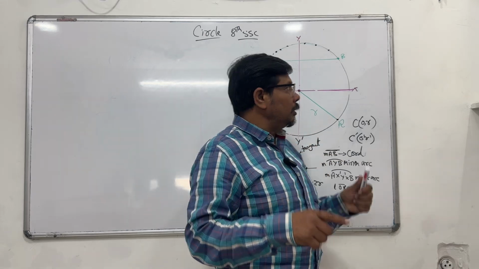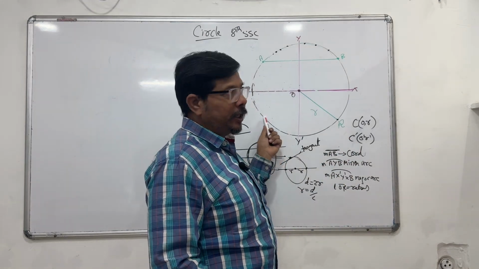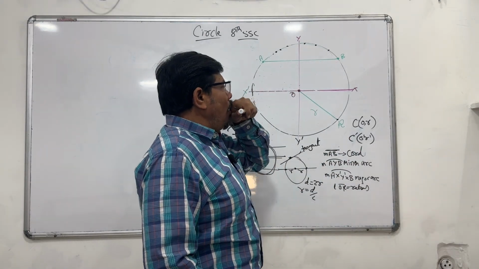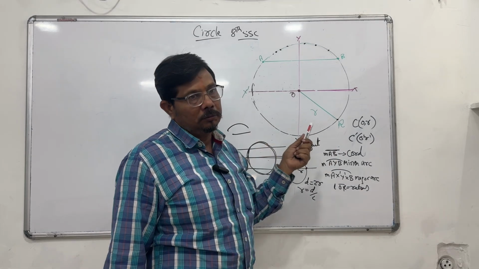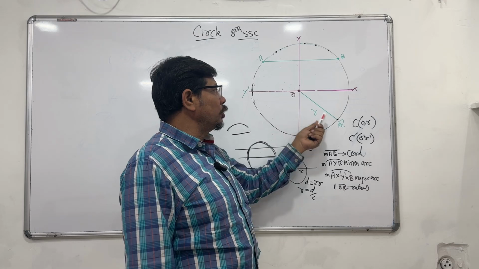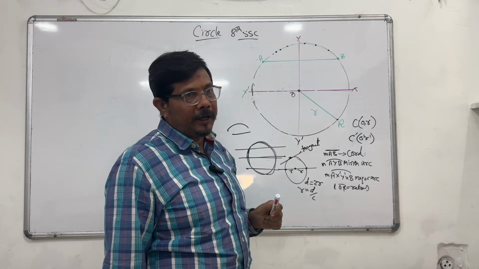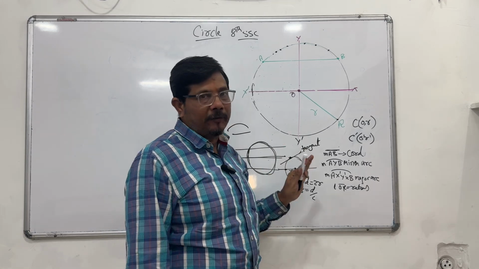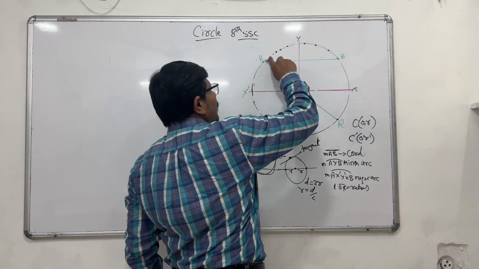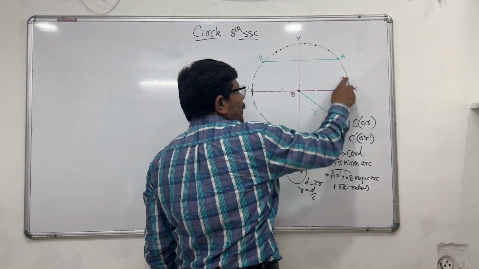Locus of the points in a plane equidistant from a fixed point in a circle, that is called center, and center to any point distance is called radius. Okay, you must have cleared all these points. This is called minor arc, this is called major arc.